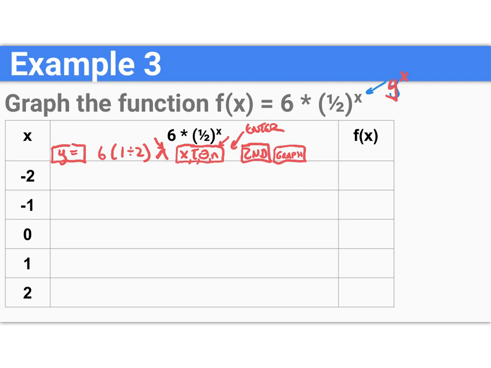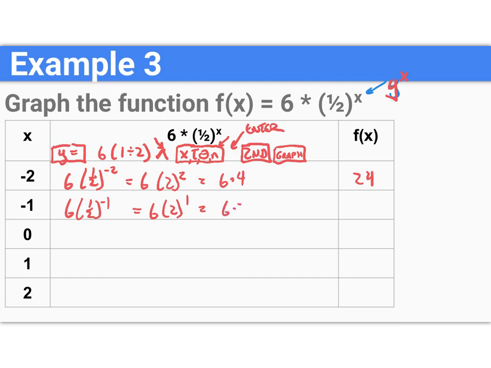But if you're doing this by hand, remember, what the calculator will read this as is it will do exponents first. So it will flip the 2 because any negative exponent gets flipped upside down. So you have 2 squared, which equals 6 times 4, which is 24. Then you go 6 times 1/2 to the -1 equals 6 times 2 to the first power, which is 6 times 2, which is 12.